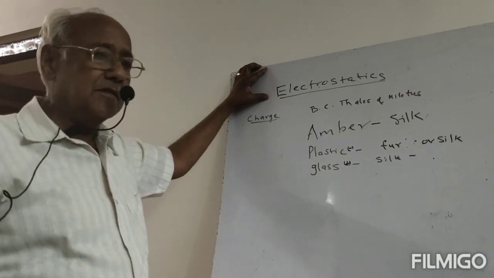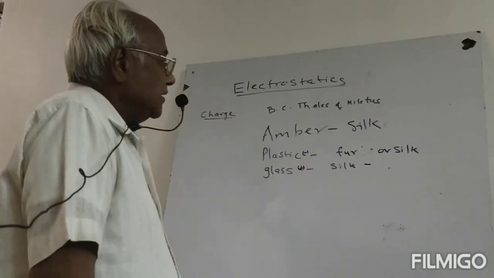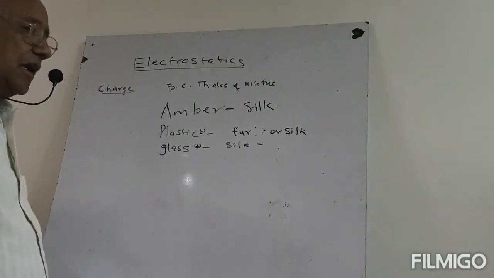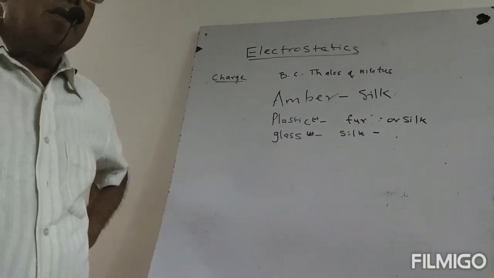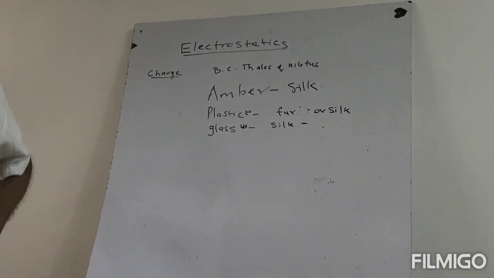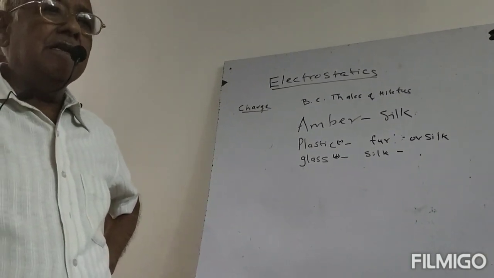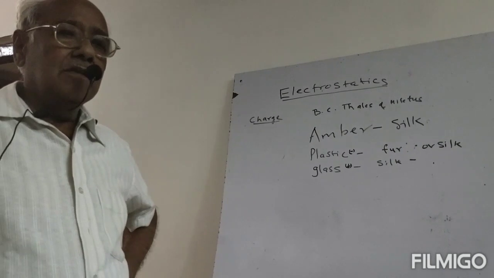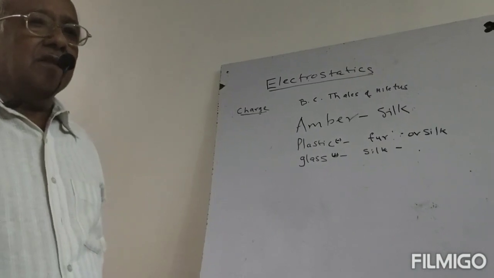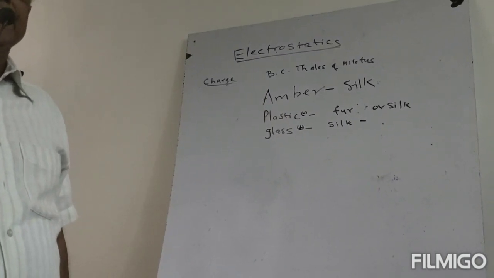For the first time, the charge was discovered by P.C. Thales of Miletus of Greece. When he studied the rubbing of amber with silk, he found that amber was attracting small pieces of paper and straw. In Greece, amber means electron. So this branch is known as frictional electricity.